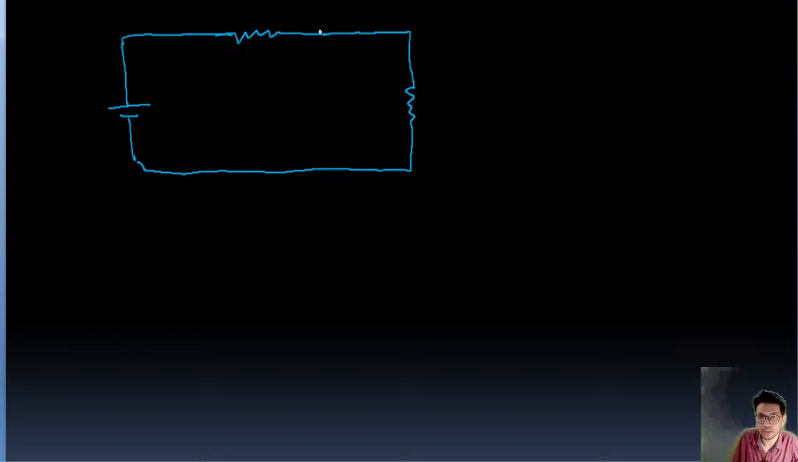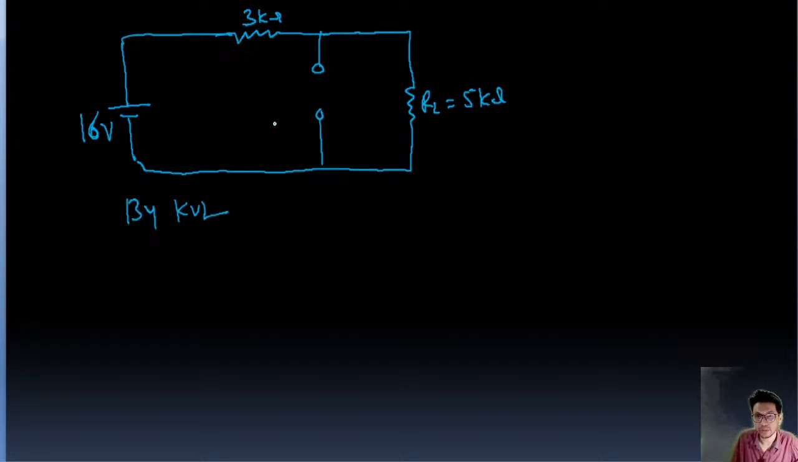So this diagram is going to be like this. This one, and this is the diode removed, open circuited, right? This is 3 kilo ohm. RL is 5 kilo ohm, and this is 16 volt. Okay, so by KVL, this is going to be like this, right?